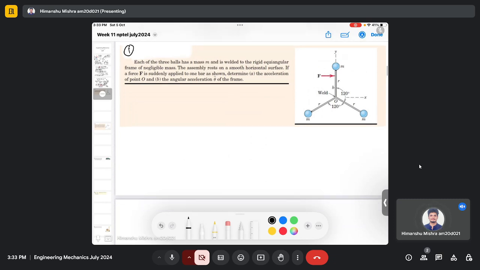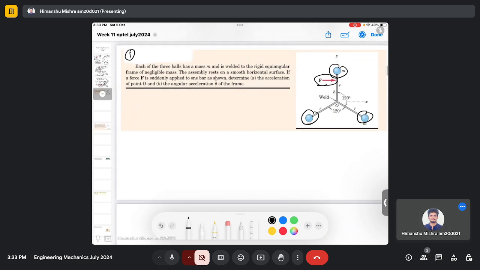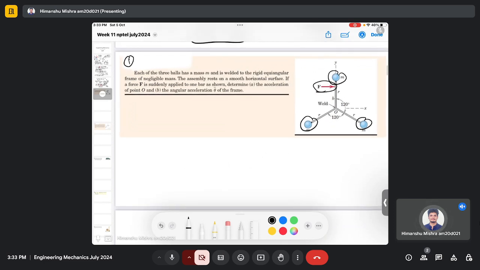So we need to determine the acceleration and the angular acceleration, and we are given three balls of mass m and there is a force F which is acting. You can see there is only one external force acting on the system, and there are three balls of mass m. Then to determine the acceleration of point O, we just need to use the relation between force and acceleration.